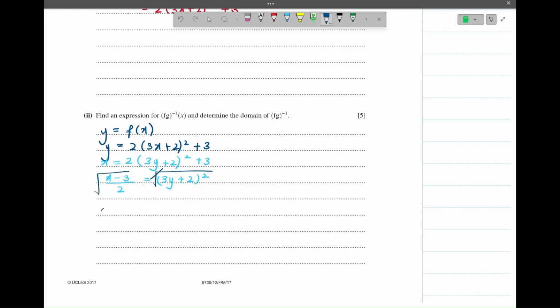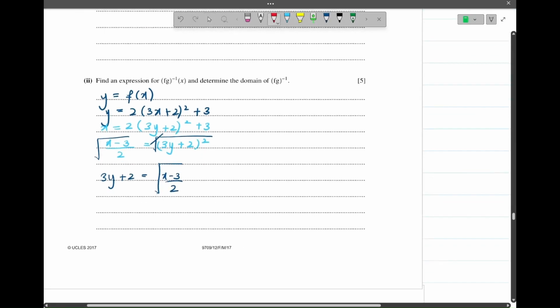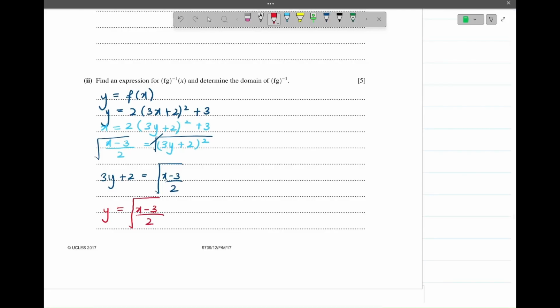This gets eliminated. That's going to be 3y plus 2 is equal to square root of (x minus 3) divided by 2. Next up, I have to make y the subject of the formula, so I'll just shift everything else to the other side. Minus 2 divided by 3. You can also write it like y is equal to 1 over 3 square root of (x minus 3) divided by 2 minus 2 divided by 3.